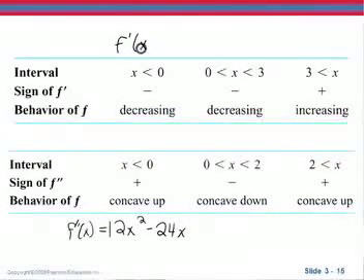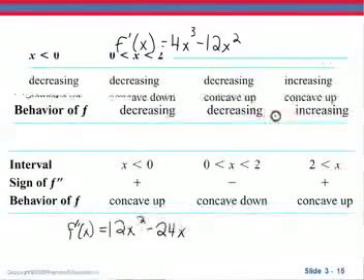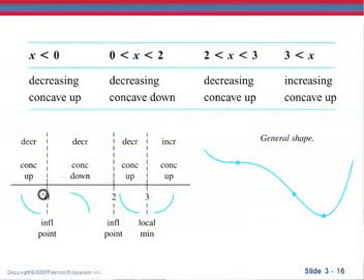And up here, the way they find these is they just take the f prime, which was 4x cubed minus 12x squared, and they plug in a value less than 0, a value between 0 and 3, and a value greater than 3. And then what that tells you is that to the left of 0, it's decreasing and concave up. Between 0 and 2, it's decreasing and concave down. Between 2 and 3, it's decreasing and concave up. And between 3 and infinity, it's increasing and concave up. So you can just kind of get a general shape of the graph.